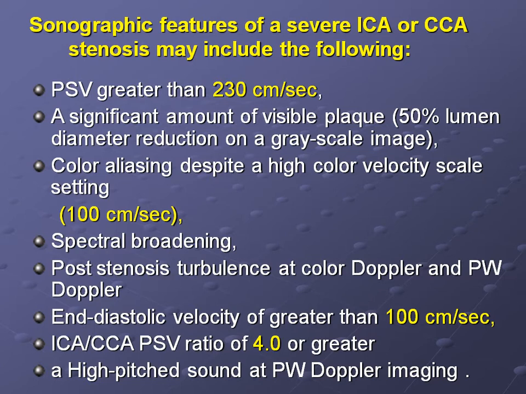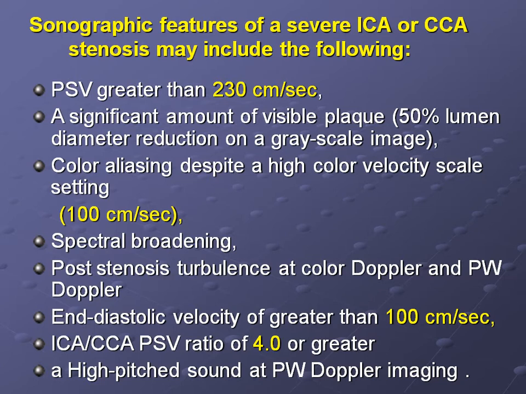So, sonographic features of a severe ICA or CCA stenosis may include the following. To say this stenosis is severe, we should look for the following. Peak systolic velocity greater than 230 centimeters per second. Significant amount of visible plaque causing more than 50% lumen reduction. Color aliasing despite a high color velocity scale setting, like more than 100 centimeters per second, and you still get aliasing artifact, because the velocity is more than 125 and the scale is 100. Spectral broadening, post-stenotic turbulence, and diastolic velocity of greater than 100 centimeters per second. ICA over CCA peak systolic velocity ratio of 4 or greater.